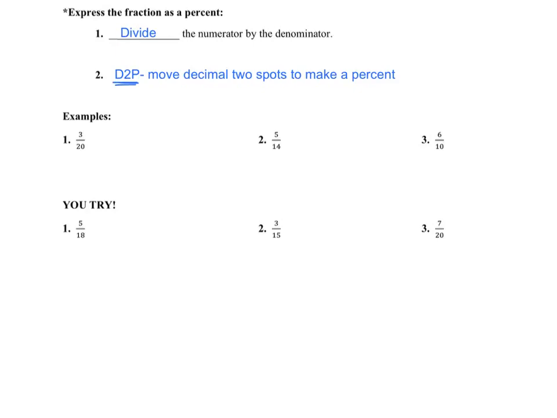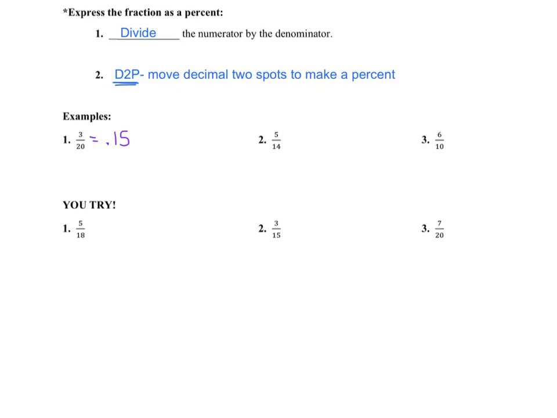Let's look at example 1. Your fraction is 3 over 20, or 3/20. So your first step when you want to make the fraction into a percent is dividing the numerator by the denominator. So 3 divided by 20 is going to give you 0.15. Now, if they just ask you to make the fraction into a decimal, that's all you need to do. You can stop here. But we want it as a percent.